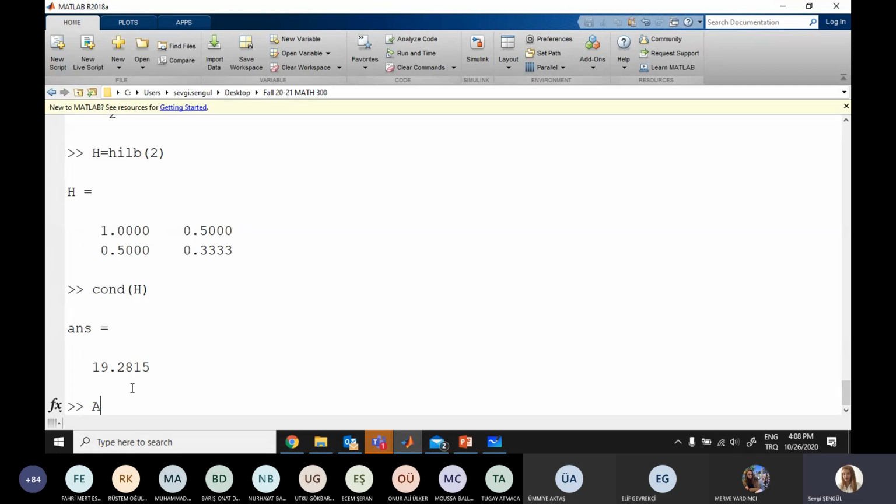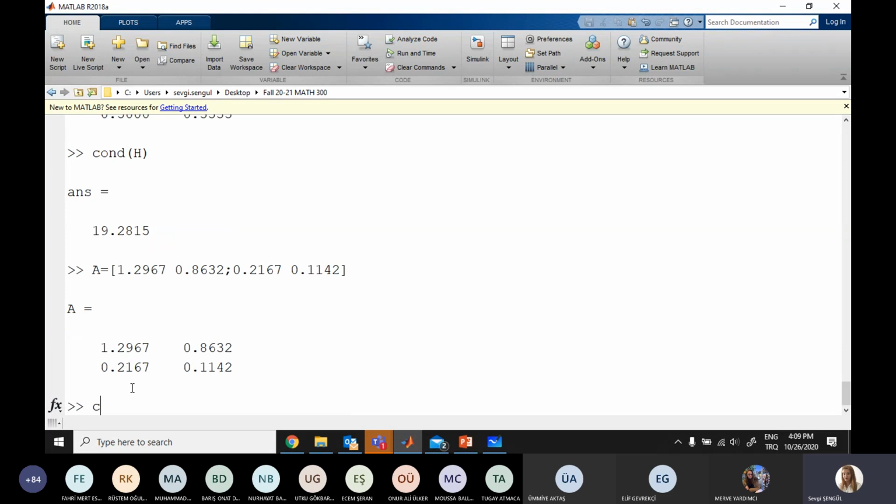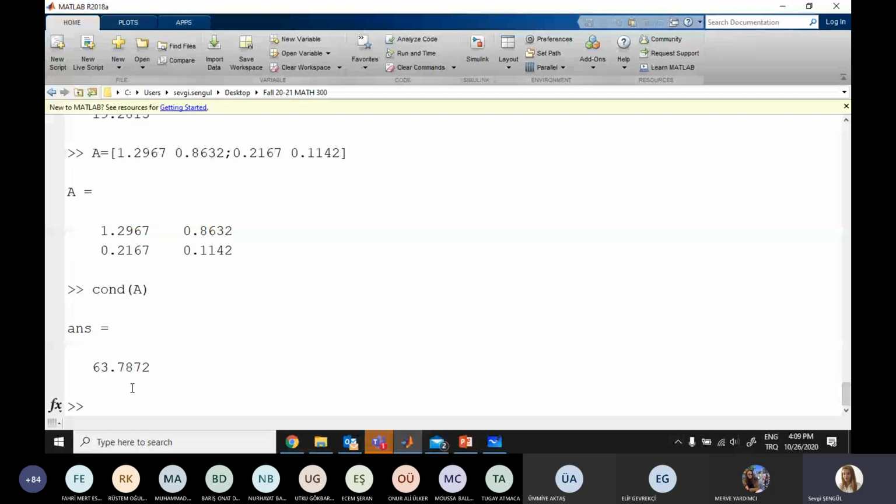And you can define different matrices. Let's define another matrix. For example, 1.2967, I don't know, 0.832. Let's go to the other one, 0.2167 and 0.1142. Let's say this one. And let's look at the condition number of this matrix. It is 63 times bigger. So it is also worse. Okay?